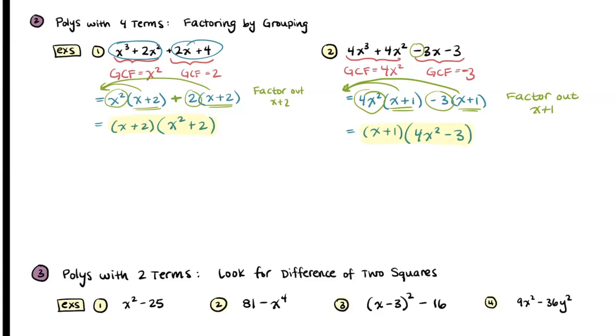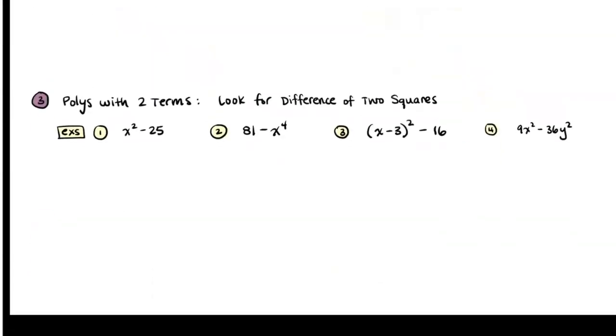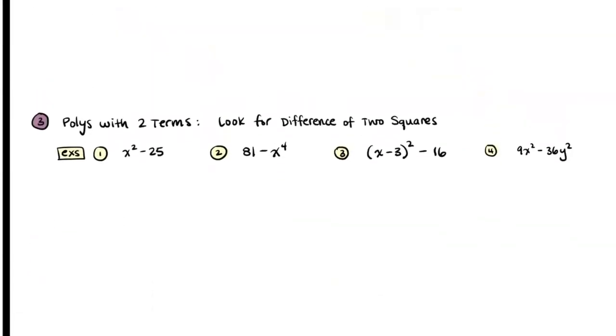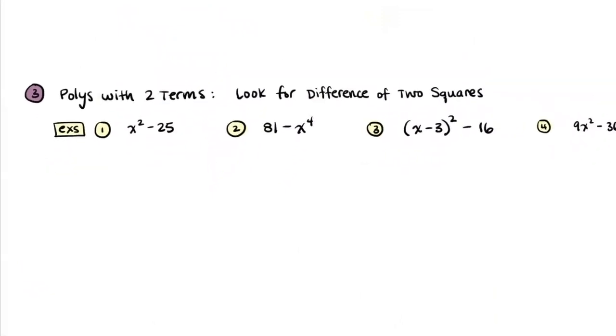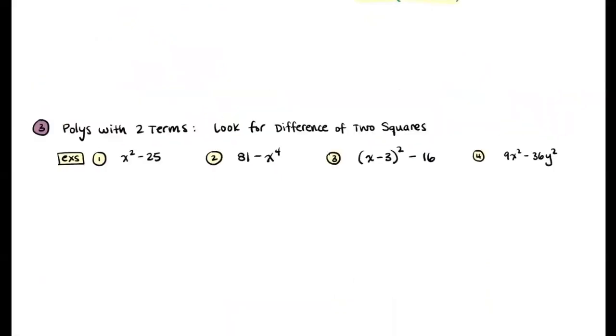All right, polynomials with 4 terms have a special thing to do. Polynomials with 2 terms also have a special thing that you can look for, and that is the difference of 2 squares. Maybe I'll remind you of what that means. If you have something, let's use x and y, 2 squares: x squared minus y squared.